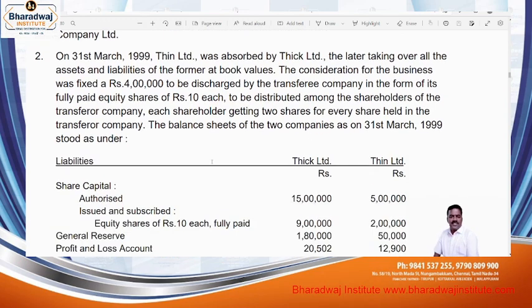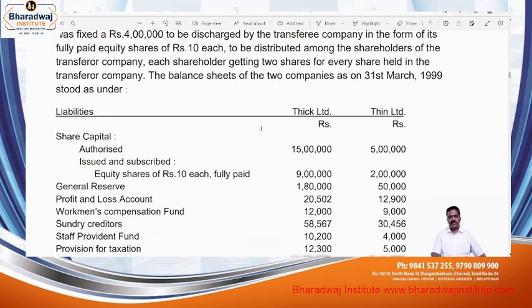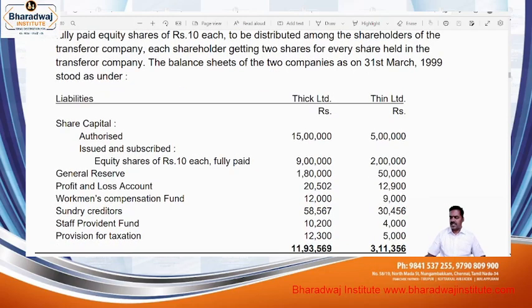On 31st March 1999, Thin Limited was absorbed by Thick Limited, later taking over all assets and liabilities at book value. Okay. Consideration for the business is fixed at 4 lakhs. Very good. Lump sum method. It is paid in the form of what? Shares. So from the first 4 lines itself, we can make out it's a merger. They have given authorized share capital. Authorized capital is just an information for us. Doesn't matter.